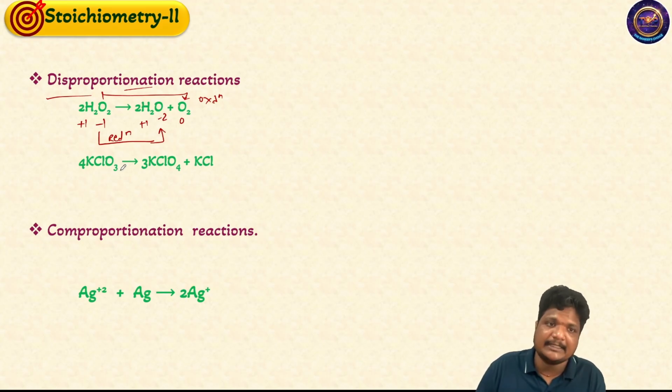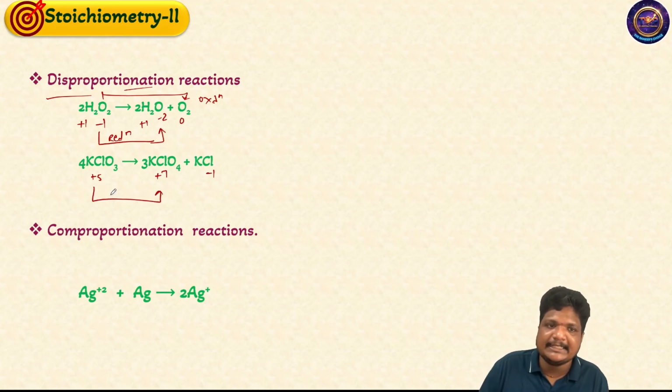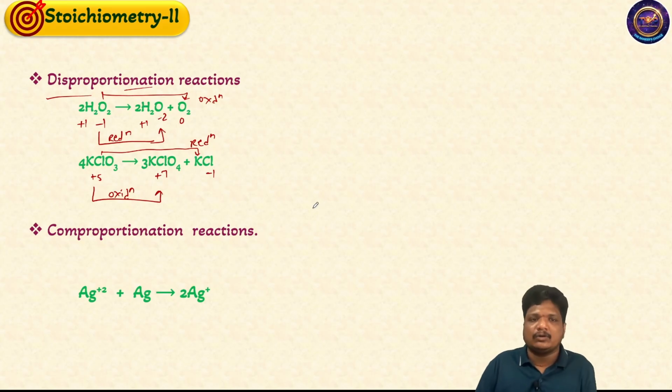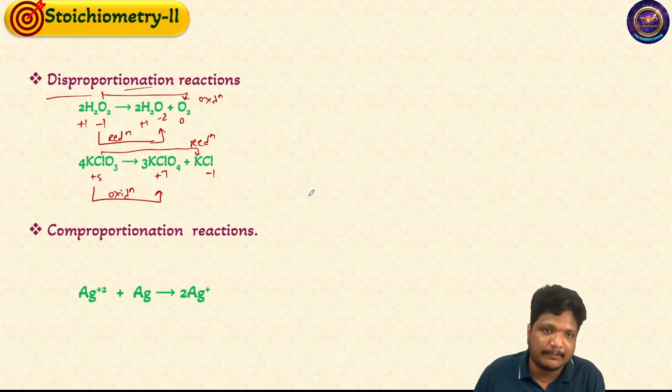So if you observe KClO3 in chlorine, so in the KClO3 having +5 oxidation state, in the product side this chlorine KClO4, so which is having +7 oxidation state, in KCl chlorine having -1 oxidation state. So +5 to +7 which is increase in oxidation number which is a oxidation reaction. Whereas in the case of +5 to -1, so there is a decrease in oxidation number which is a reduction reaction. So here same element, that is chlorine, will undergo both oxidation as well as reduction reaction. In the above reaction oxygen will undergo both oxidation and reduction, so it is also disproportionation reaction.